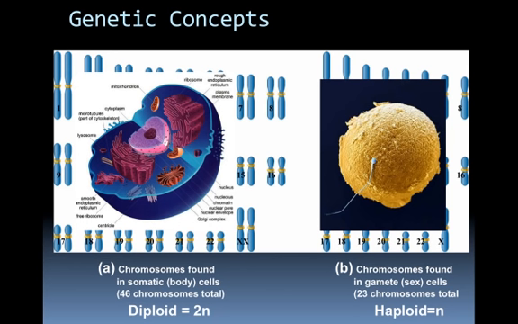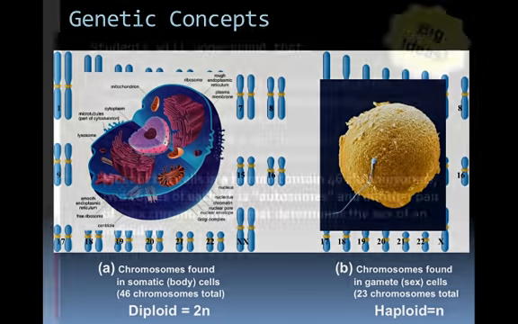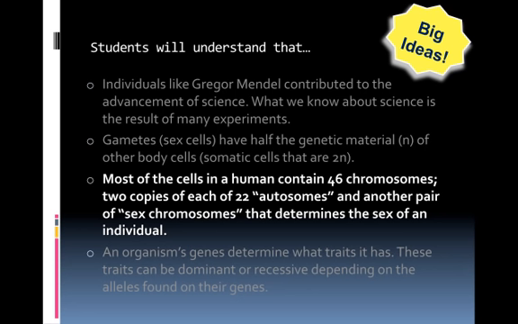But prior to that, you have two cells that are both haploid, and when they fuse together, they will become diploid. Big idea number 3 is that most of the cells in a human contain 46 chromosomes: 2 copies of each of the 22 autosomes, so that makes 44 total, and then another pair of sex chromosomes that determines the sex of the individual. And so 22 pairs of autosomes, which are 44, plus another pair of sex chromosomes gives us that 46 number.